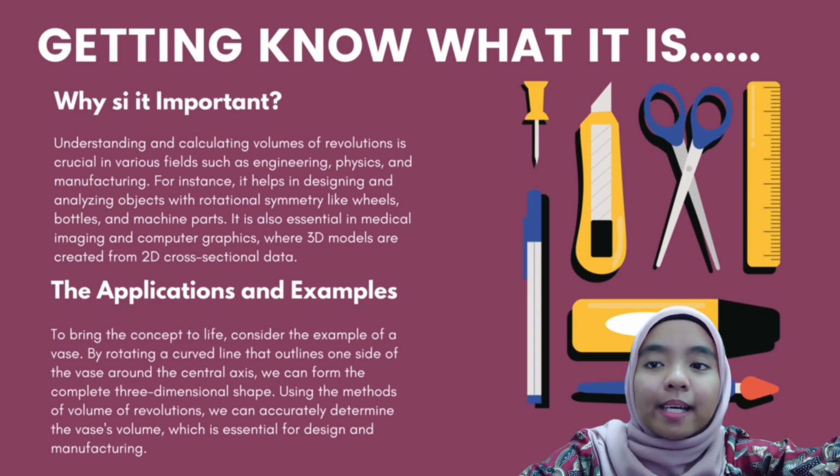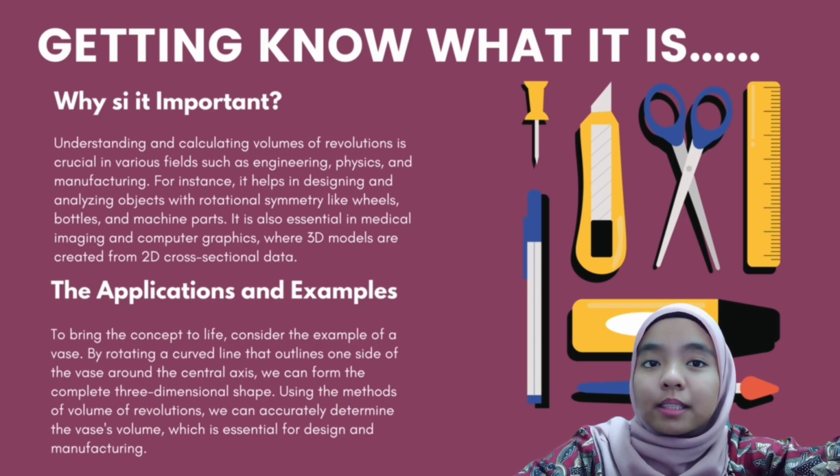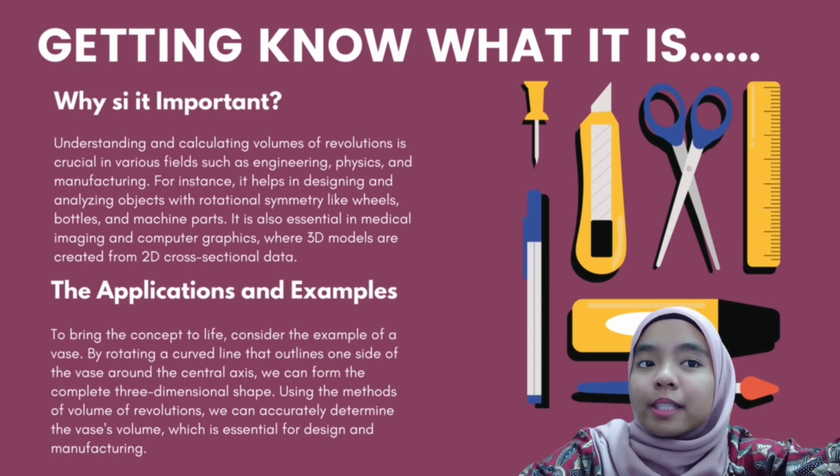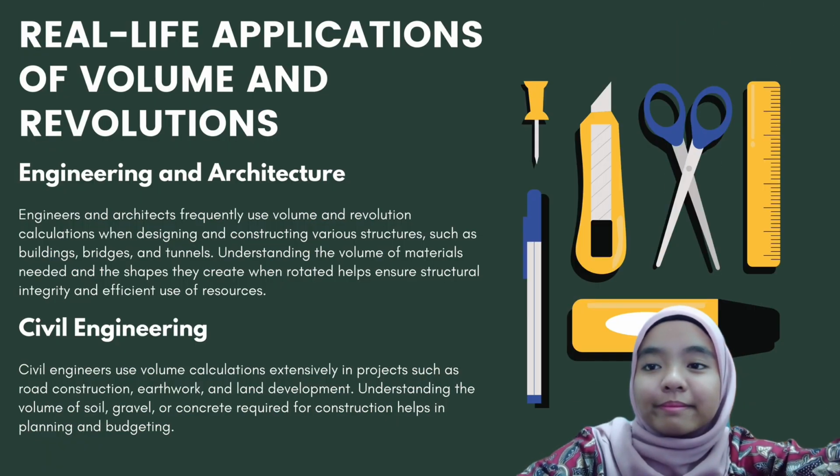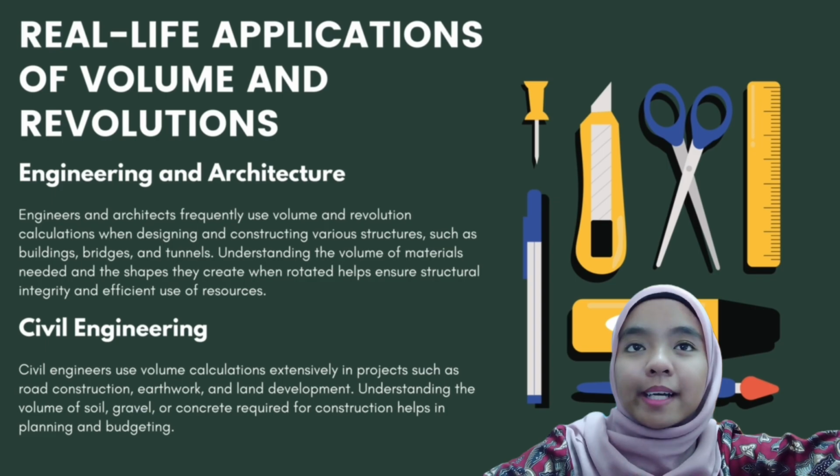Now, the application and the examples. To bring the concept to life, consider the example of a vase. By rotating a curved line that outlines one side of the vase around the central axis, we can form the complete three-dimensional shape. Using the method of volume of revolution, we can accurately determine the vase's volume, which is essential for design and manufacturing. Now, let's move on to the next slide.